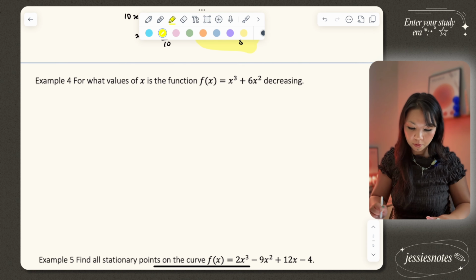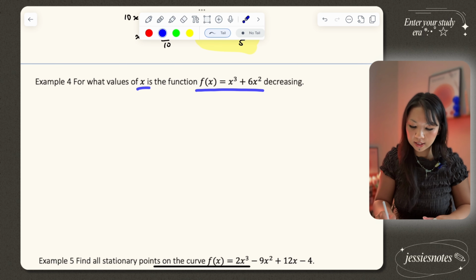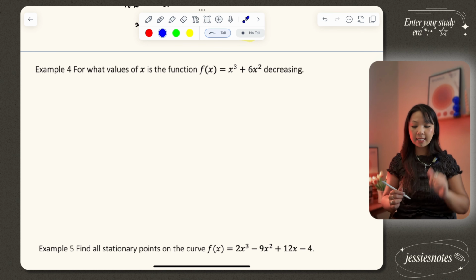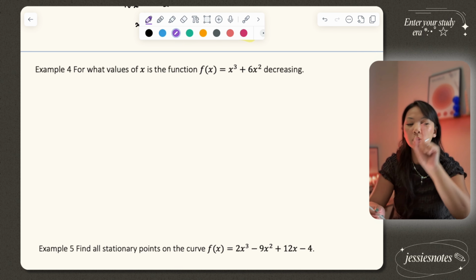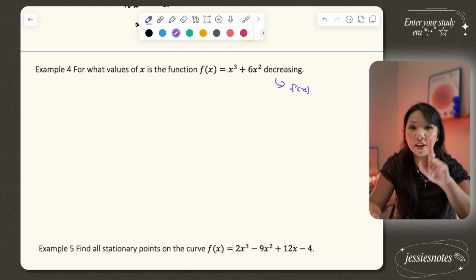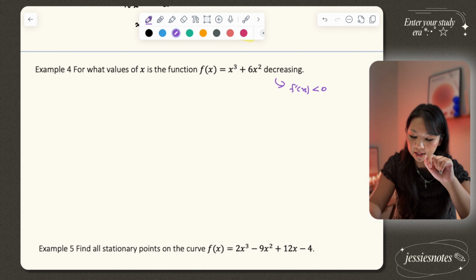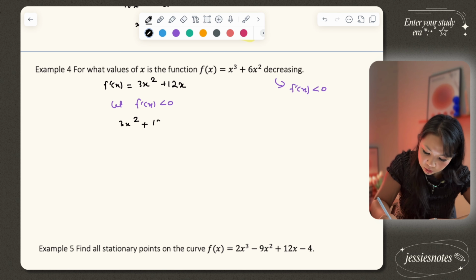Great. Example 4. For what values of x is the function f of x equals x cubed plus 6x squared decreasing? It seems like the same problem, but this one's a little bit more tricky. First, we recognize that f dash x, if it's decreasing, is less than 0. So if I find my first derivative, we get 3x squared plus 12x. Now, if I let this be less than 0, we end up with 3x squared plus 12x is less than 0.